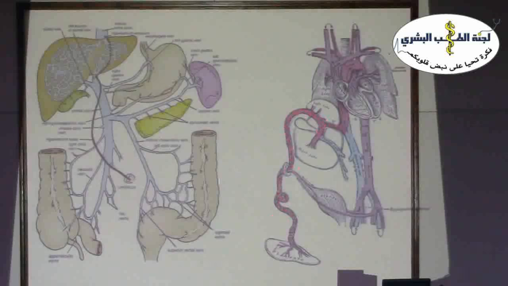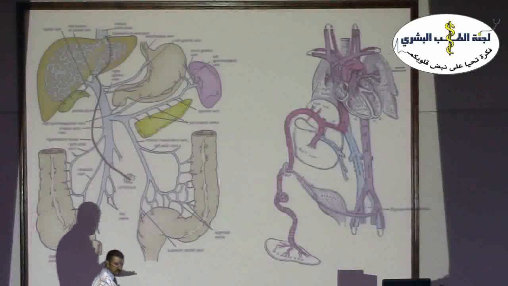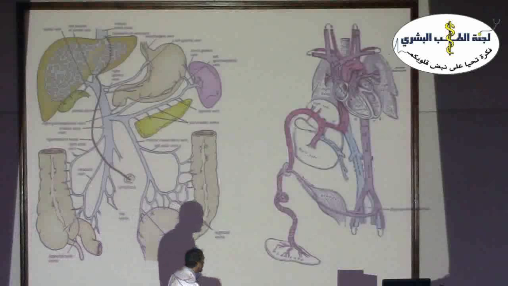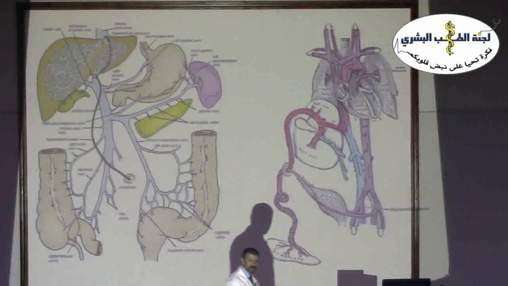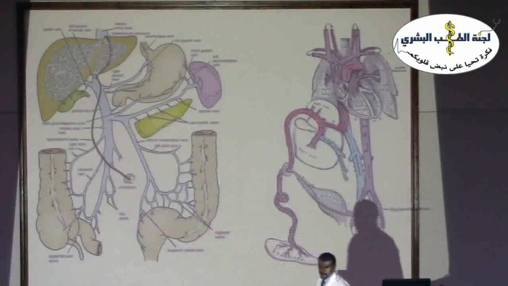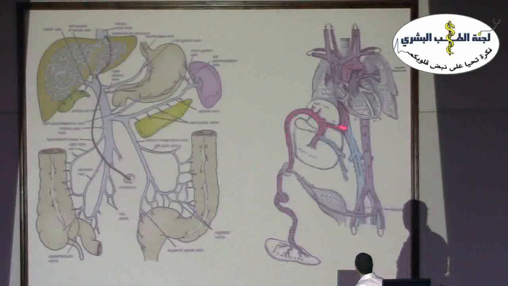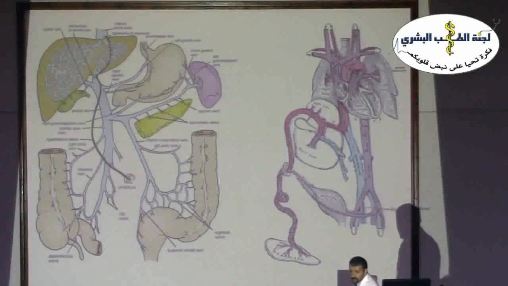At this stage, during fetal development, the liver is not functionally developed, so there is no need for blood to pass into the liver. Instead, the blood will shunt. Instead of passing into the liver, it will shunt from the liver backward to the inferior vena cava, so it will go to the heart directly, because the liver is not functionally developed yet.